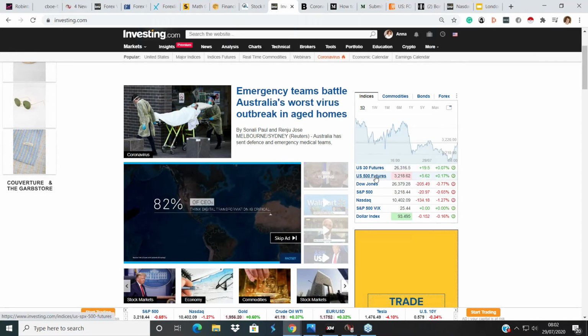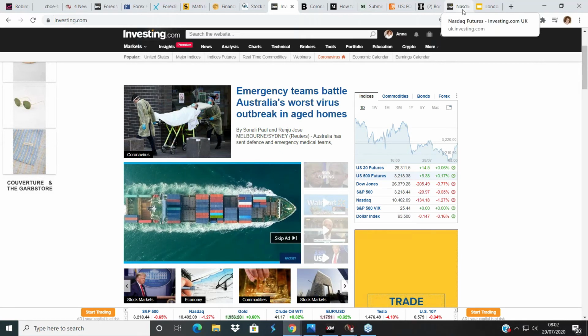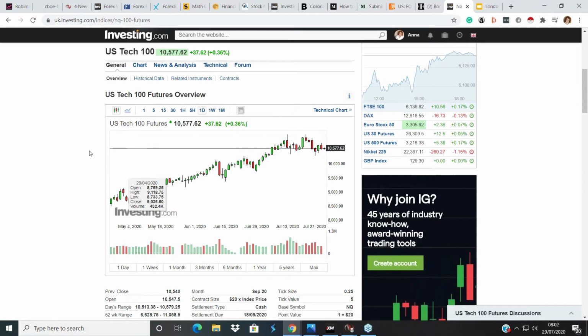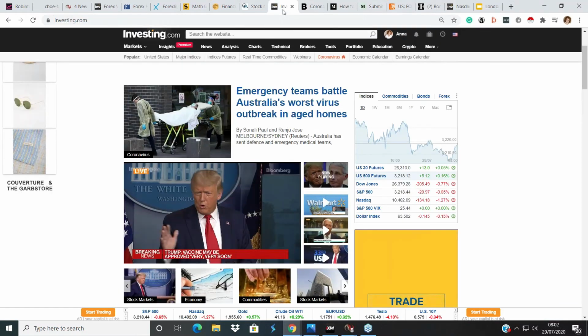This is the Dow Jones futures. For some reason, they've taken off the NASDAQ, which is slightly annoying. But what I've done is simply put it up as an individual chart here, and we can see it's doing absolutely nothing, in a tiny little slither. And as you can see here, it's actually appeared on the UK version of the site.